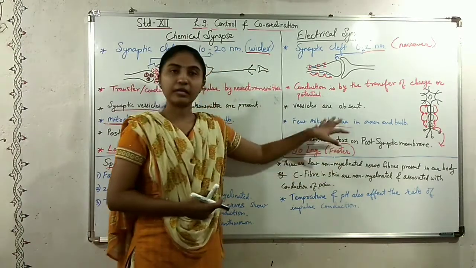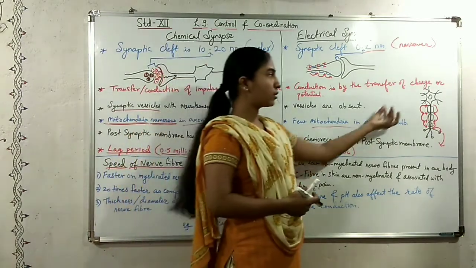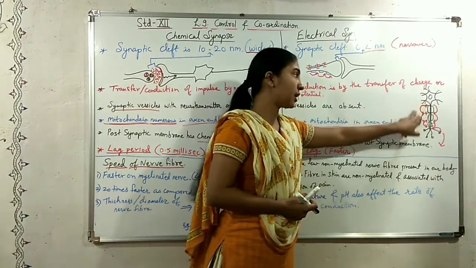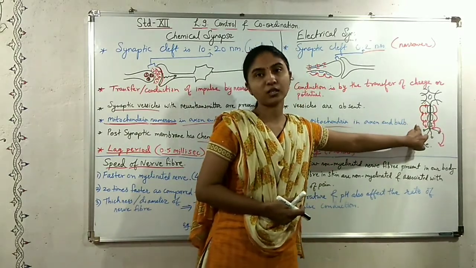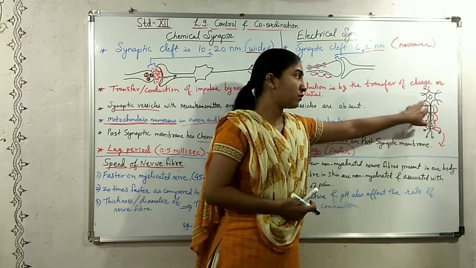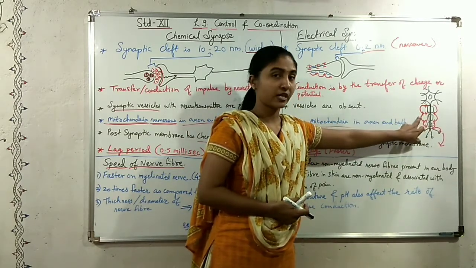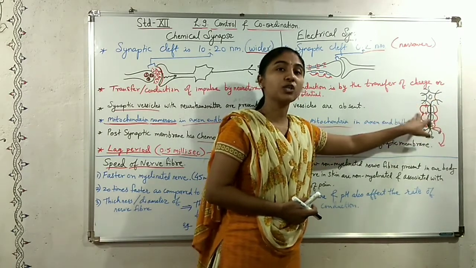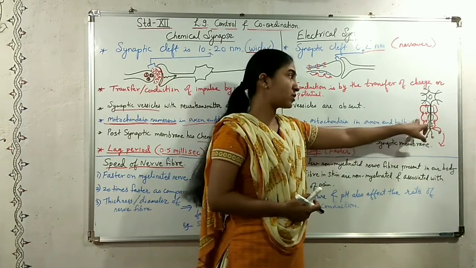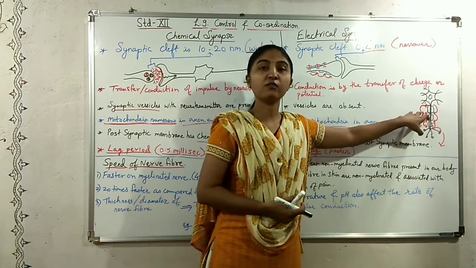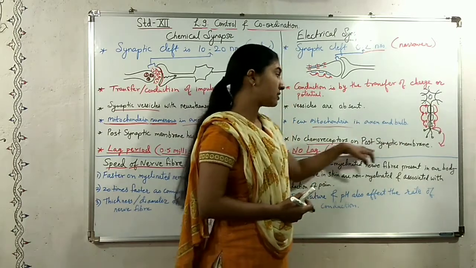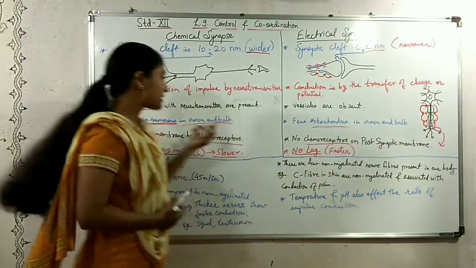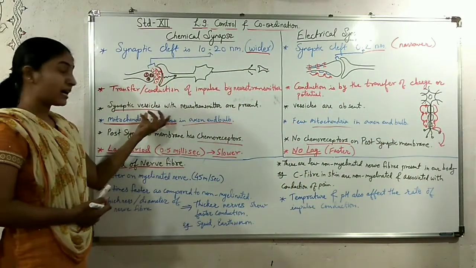Whereas in an electrical synapse, no chemical is required to carry on the conduction. The electric charges can jump from one node of Ranvier to another, from the first node to the second, from the second to the third. In this way, the electrical charges jump from one node to another, so no chemical is required for conduction of the impulse. That's why conduction of the impulse in the electrical synapse is faster compared to the chemical synapse.